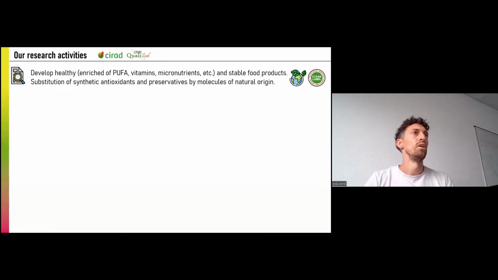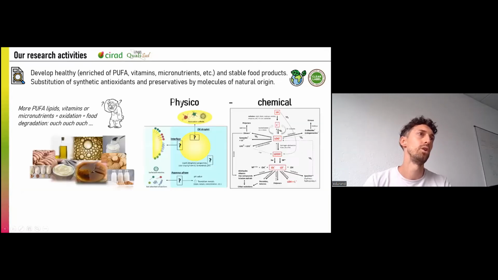Our research activity is mainly focused on two different aspects. The first one is to develop healthy and stable food products, mostly enriched in polyunsaturated fatty acid, vitamin and micronutrient because of the essential property of such molecules. And also we are trying to substitute the synthetic antioxidant and preservative by molecules of natural origin. For this, we are following a general strategy to understand lipid oxidation, and oxidation in general, in food systems. You may know that more and more consumers and also processors want to introduce polyunsaturated fatty acid, but also vitamin and micronutrient in their formulation because of consumer preference and also the nutritional and bioactivity property.